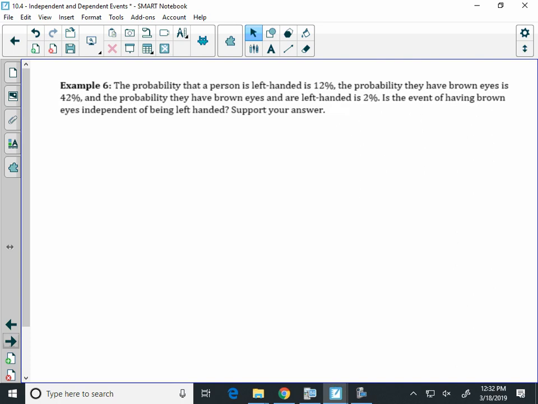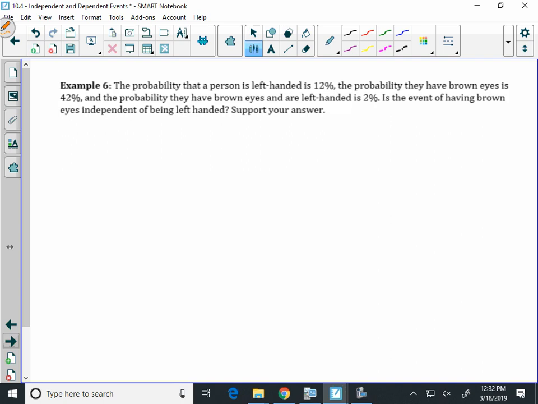Example 6 says the probability that a person is left-handed is 12%, and the probability they have brown eyes is 42%. And the probability they have brown eyes and are left-handed is just 2%. Is the event of having brown eyes independent of being left-handed? Support your answer.